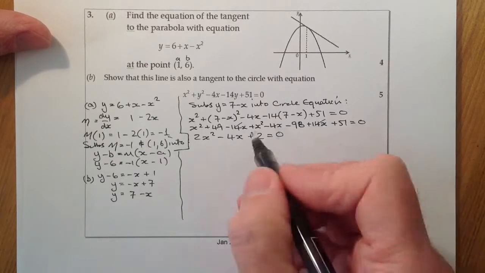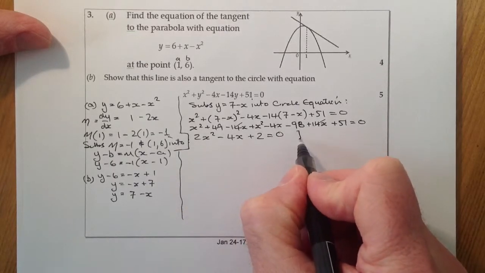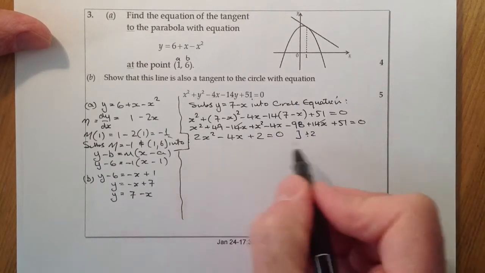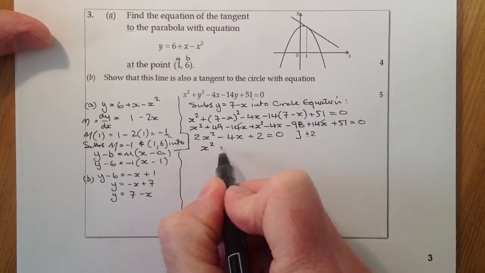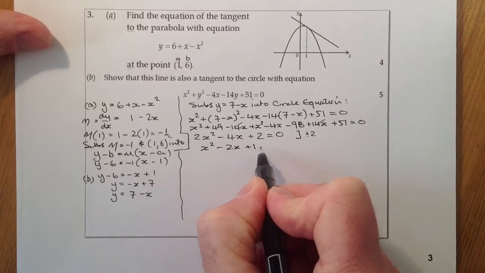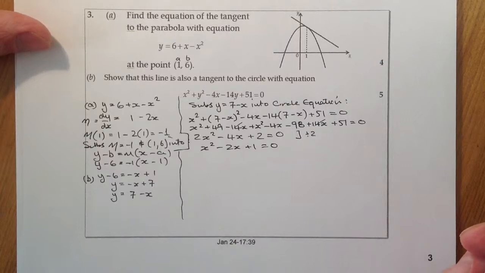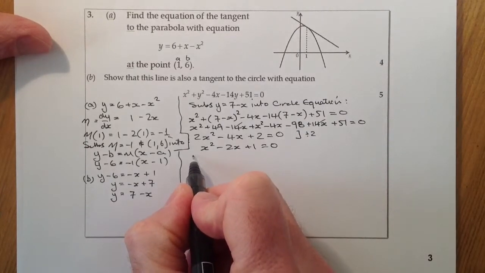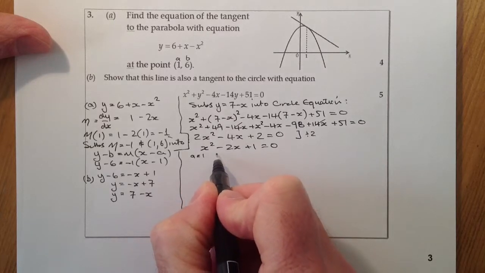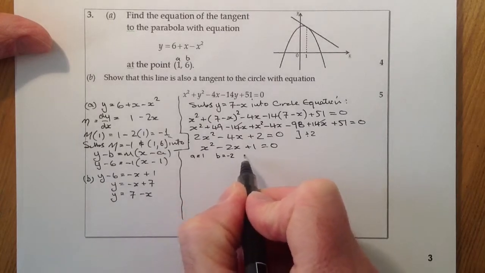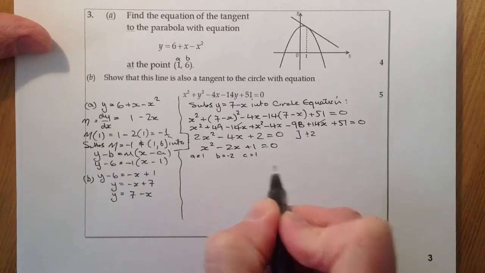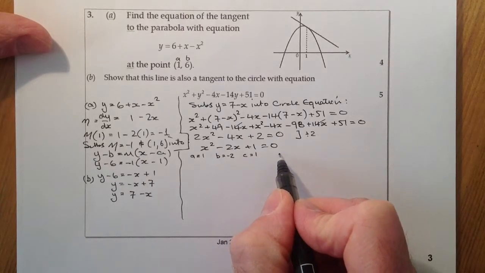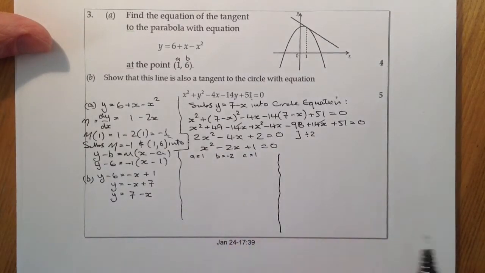Right then, so just to simplify that out, I'm going to divide everything there by 2. So if I divide that by 2, it just simplifies things down for me. Okay, that goes to there. So in here, what I can see is that my a value is equal to 1, b value equal to minus 2, and the c value is equal to 1. And I'm going to do this in 2 different ways, okay, to show that the line is a tangent.